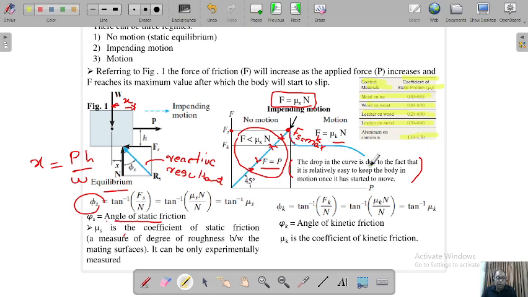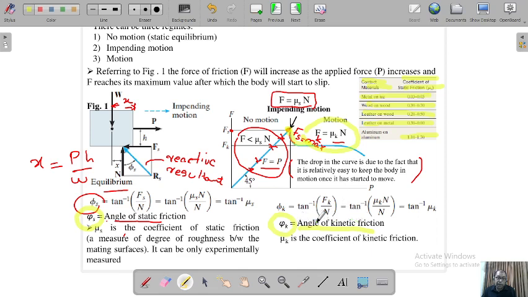So it is measured experimentally, and this Fs and phi s will always be within this domain and below. Once you are in this domain, you will not be using phi s, because the body has started to move. Now you will use the equation F equals mu k times N, and the angle of friction will be called the angle of kinetic friction, termed phi k. So phi k is the tangent inverse of Fk upon N.